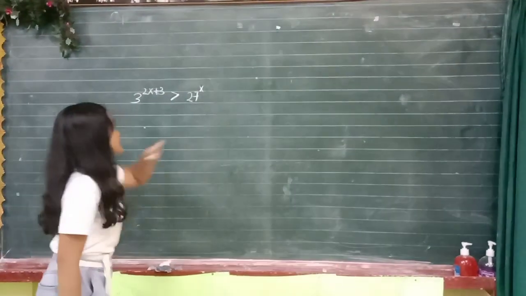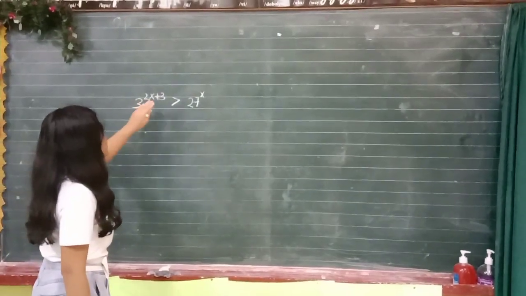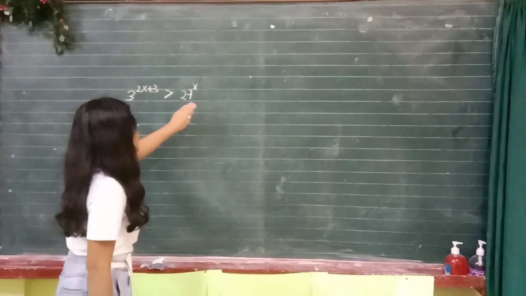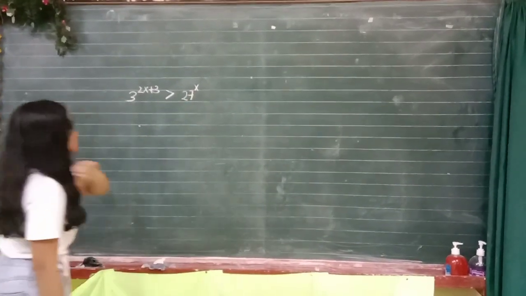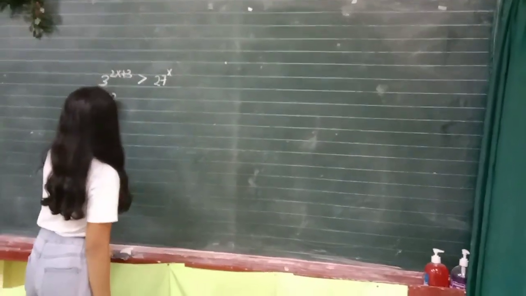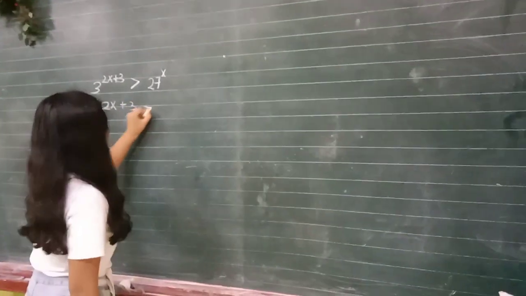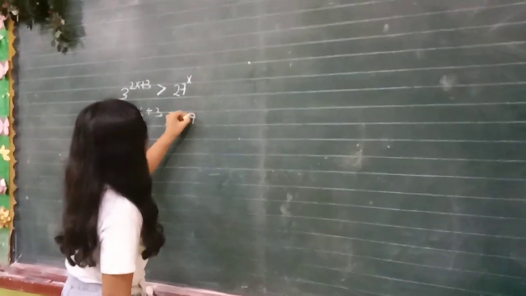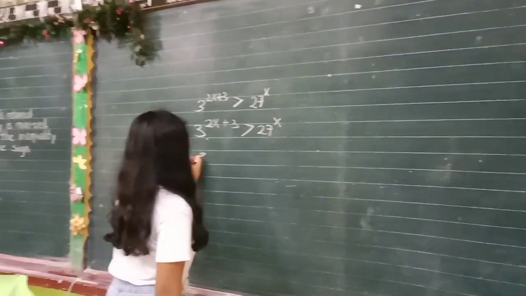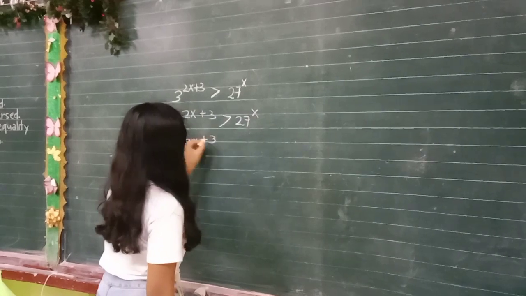So, let's solve this example. 3 raised to the power of 2x plus 3 is greater than 27x. So, let's solve this. 3 raised to the power of 2x plus 3 is greater than 27x.